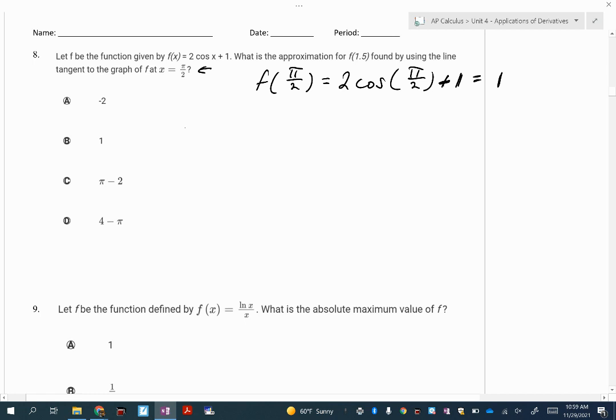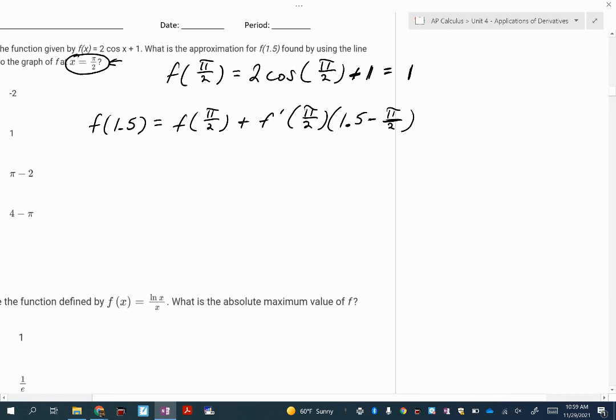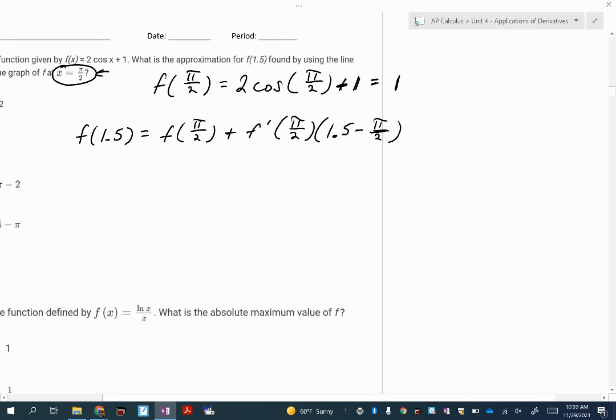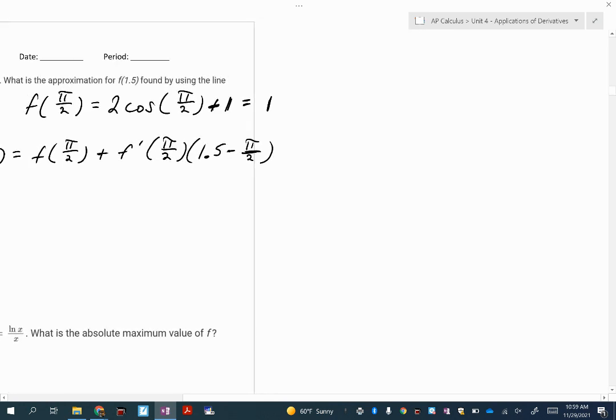So for the linear approximation of 1.5, I'm doing f of pi over 2, right? I'm using this as the point at which my line is tangent to the graph, plus f prime of pi over 2 times 1.5 minus pi over 2. Now there's one more piece of information I need, and that's evaluating the derivative of my function at pi over 2. So let me do a little sidebar here.